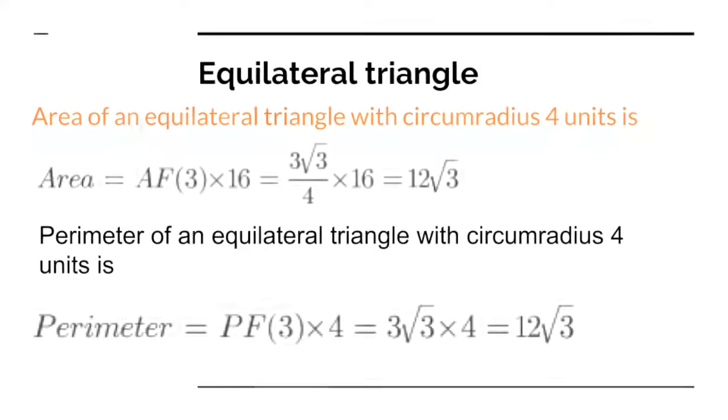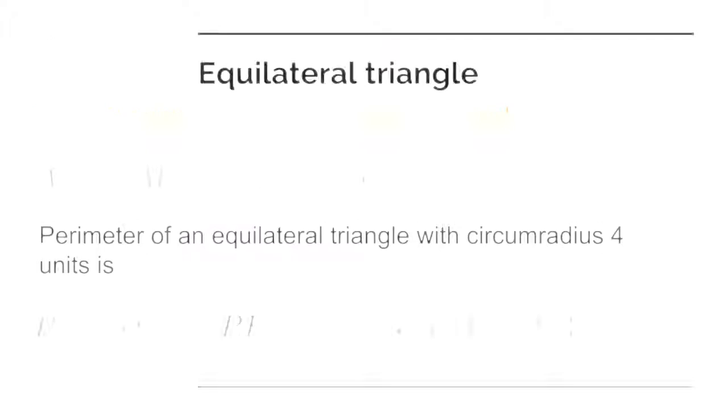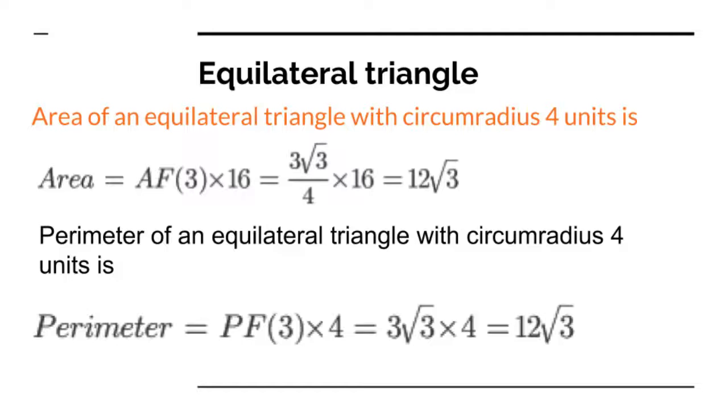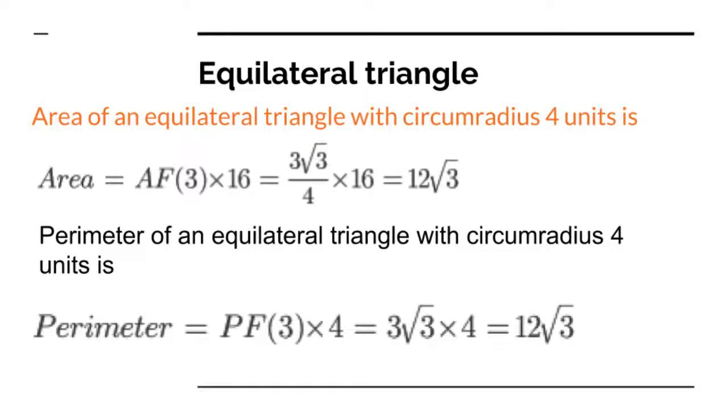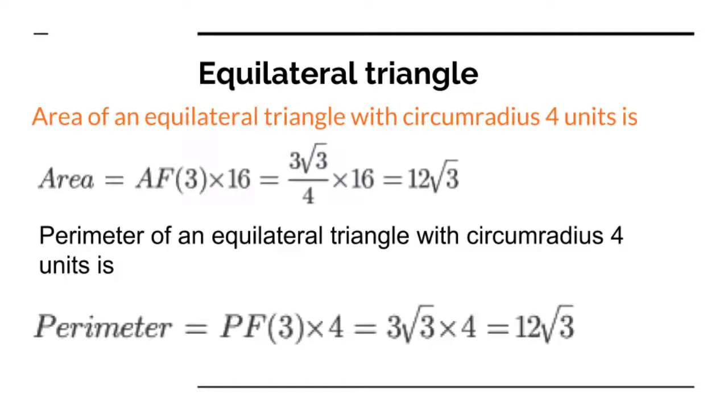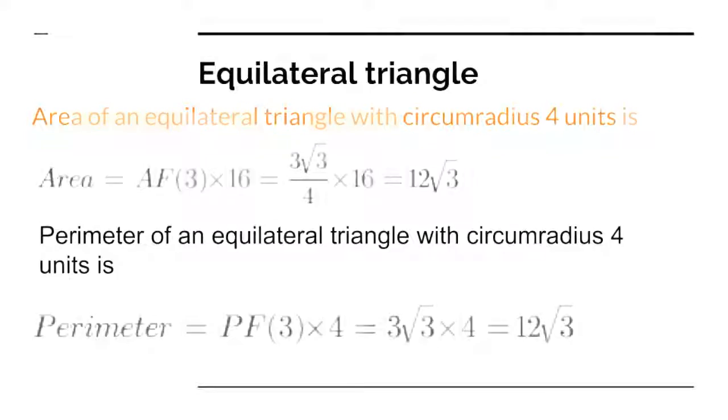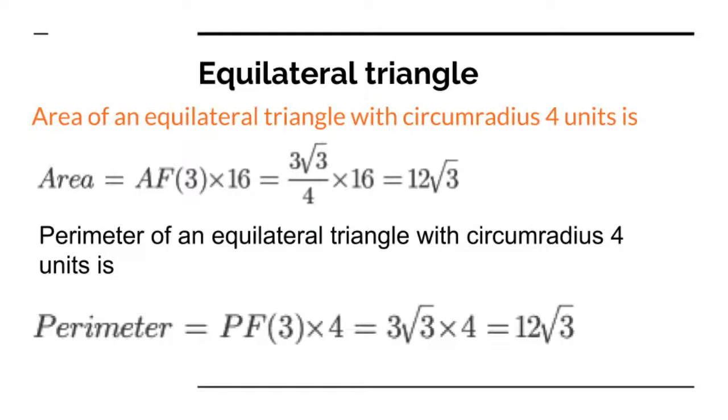Equilateral triangle. Area for equilateral triangle with circumradius 4 units each. See the calculation. It is equal to 12 root 3. Perimeter for equilateral triangle with circumradius 4 units each. See the calculation. It is 12 root 3.